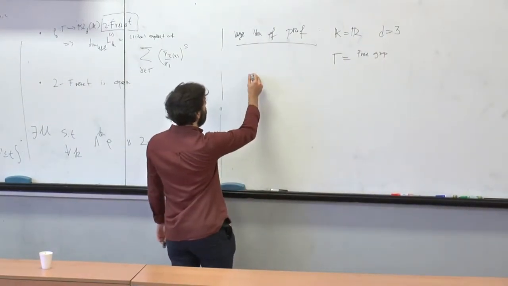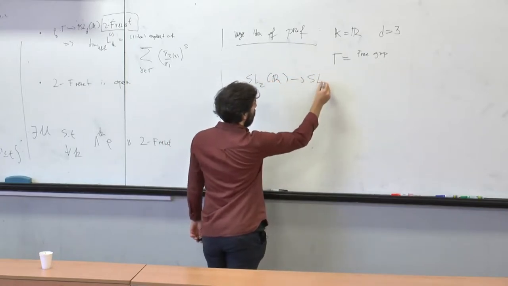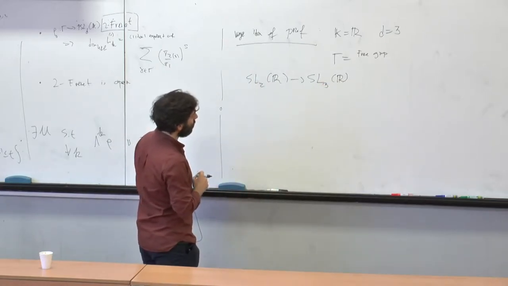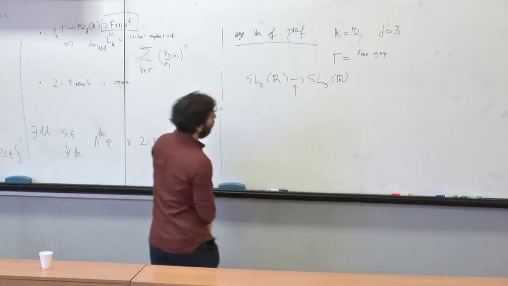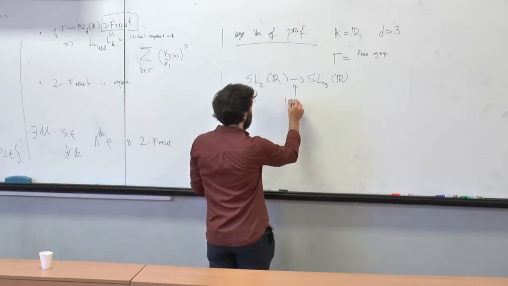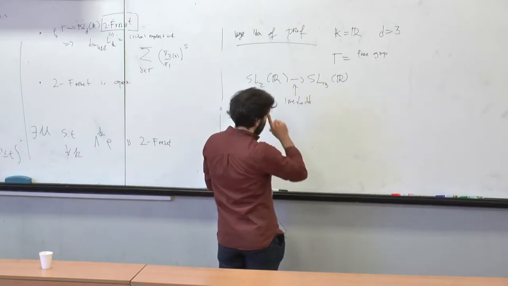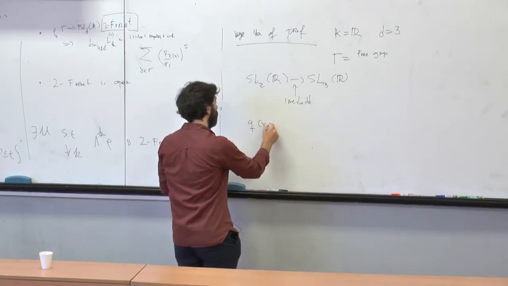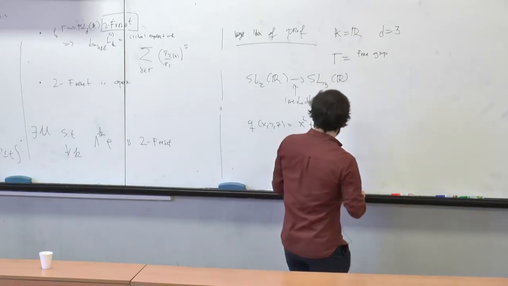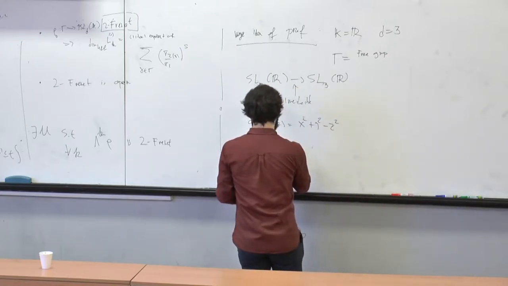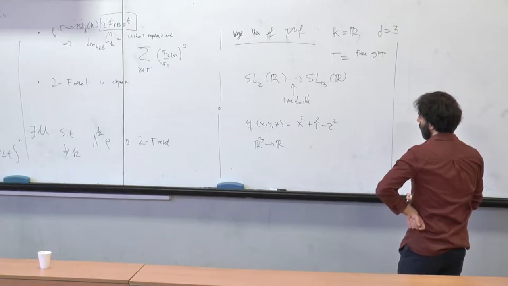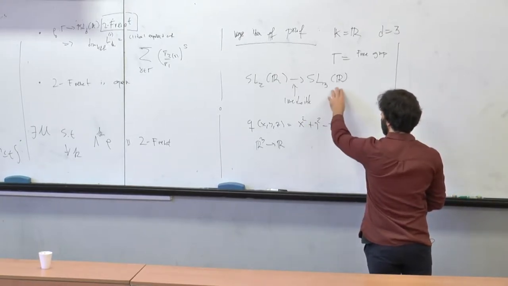So what is this guy? Here we are looking at SL2R inside of SL3R. There are two ways of doing this: you either preserve a plane and a line, which is not interesting, or this is the irreducible one. You can do it explicitly. You can consider a quadratic form on R3, which is x squared plus y squared minus z squared, from R3 to R. And you're going to look at the group of linear transformations that preserve this quadratic form.